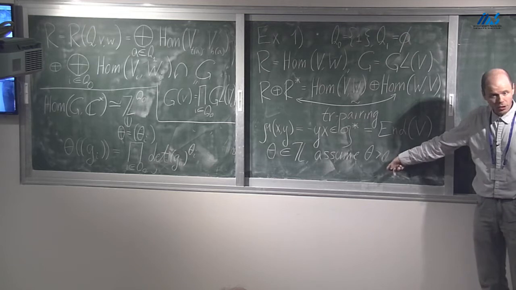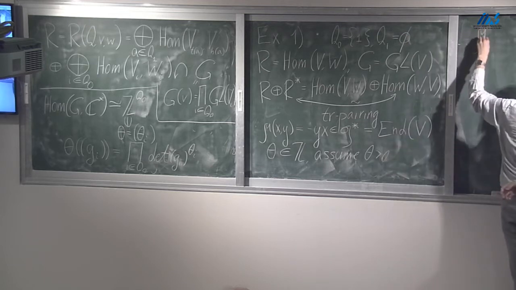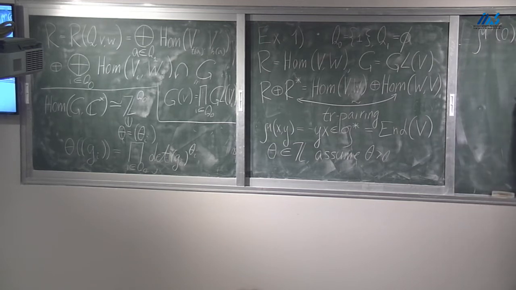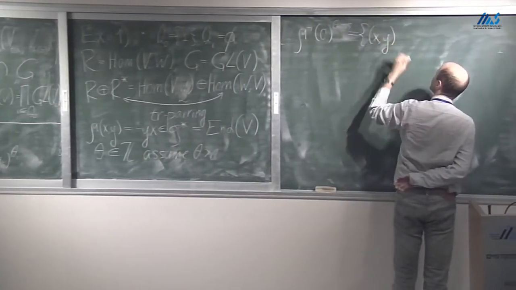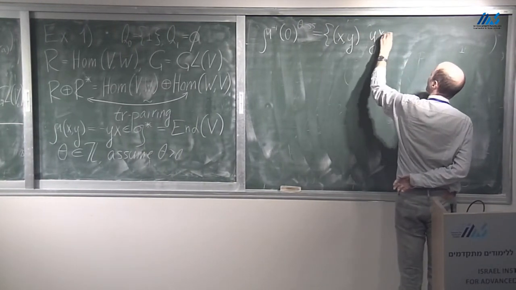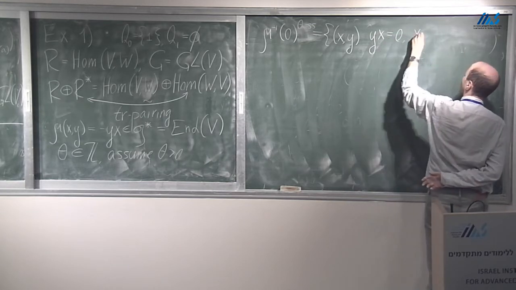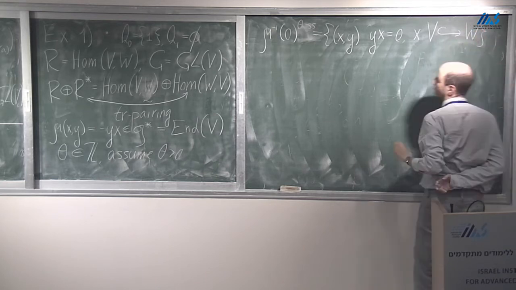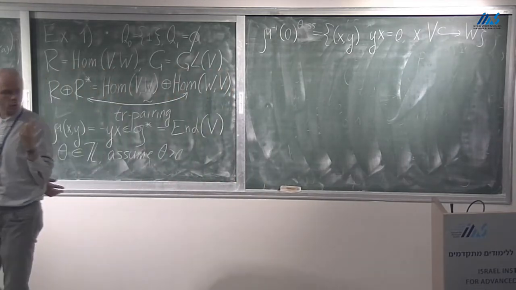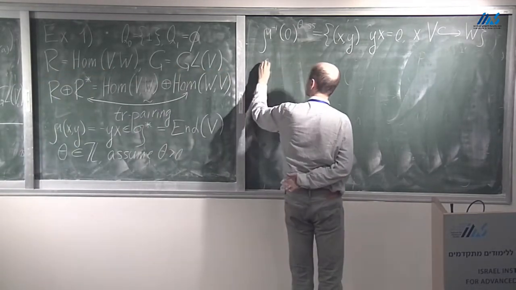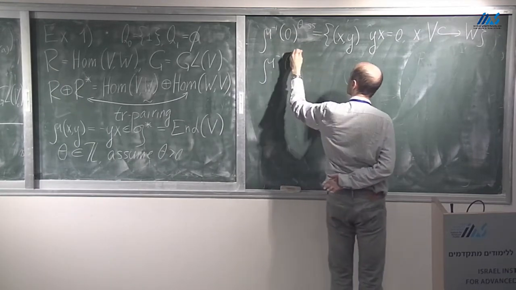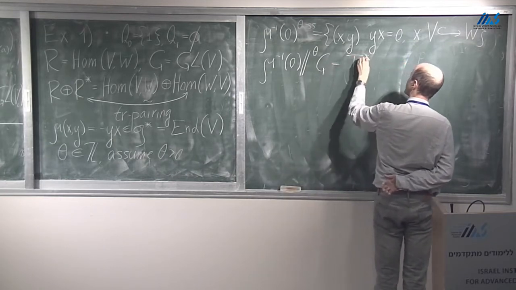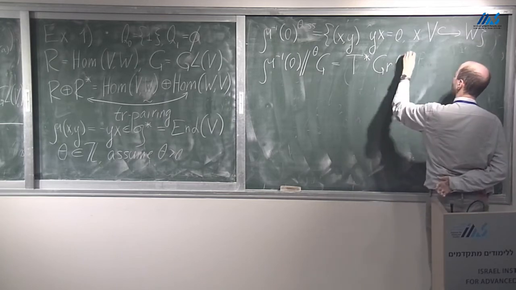The corresponding stability condition transforms to saying that the map X is injective. So X embeds the space V into space W. And then I'm going to take the quotient of this. I tell you that the quotient is going to be the cotangent bundle to the Grassmannian of V-dimensional subspaces in the space W.